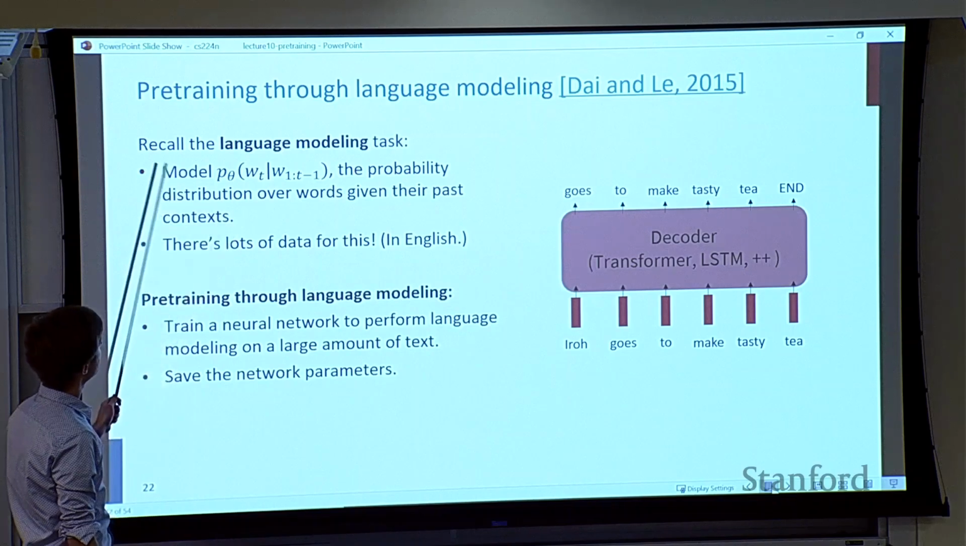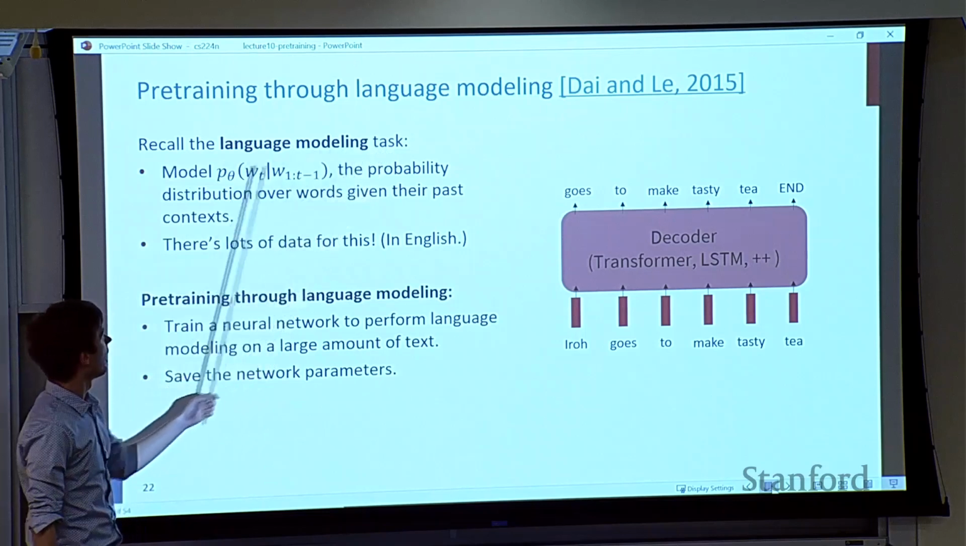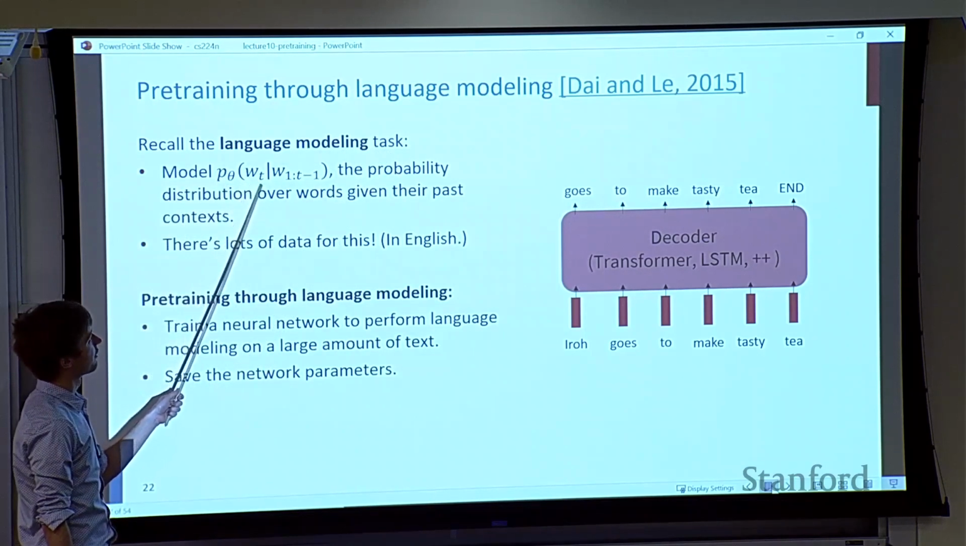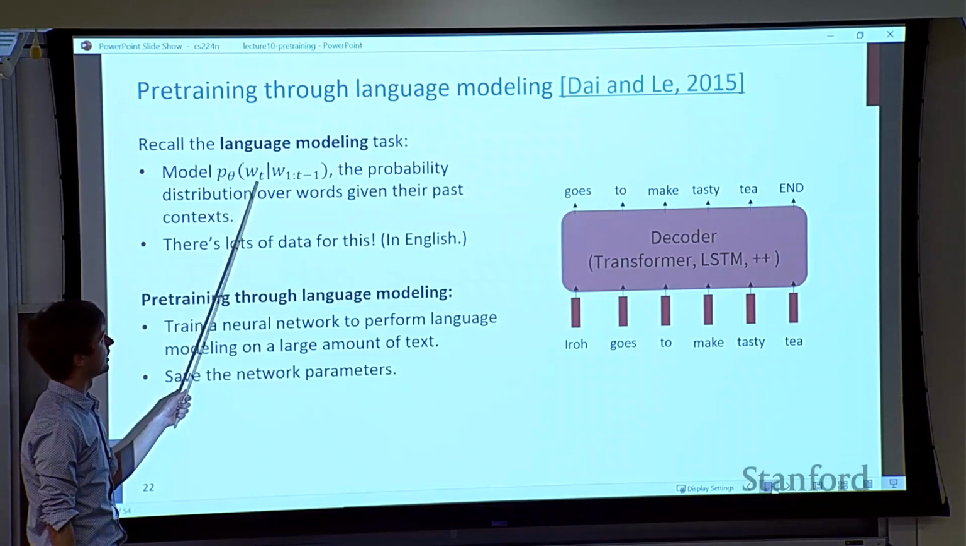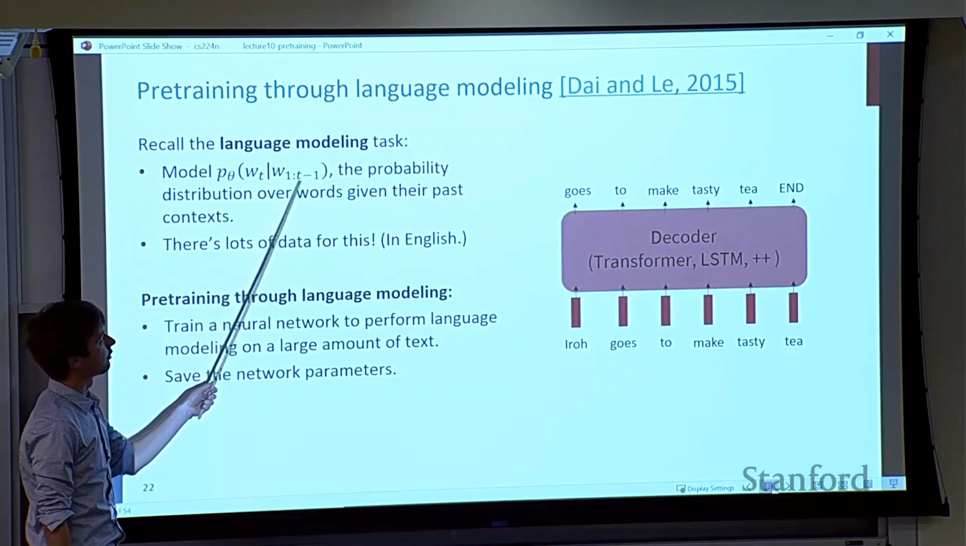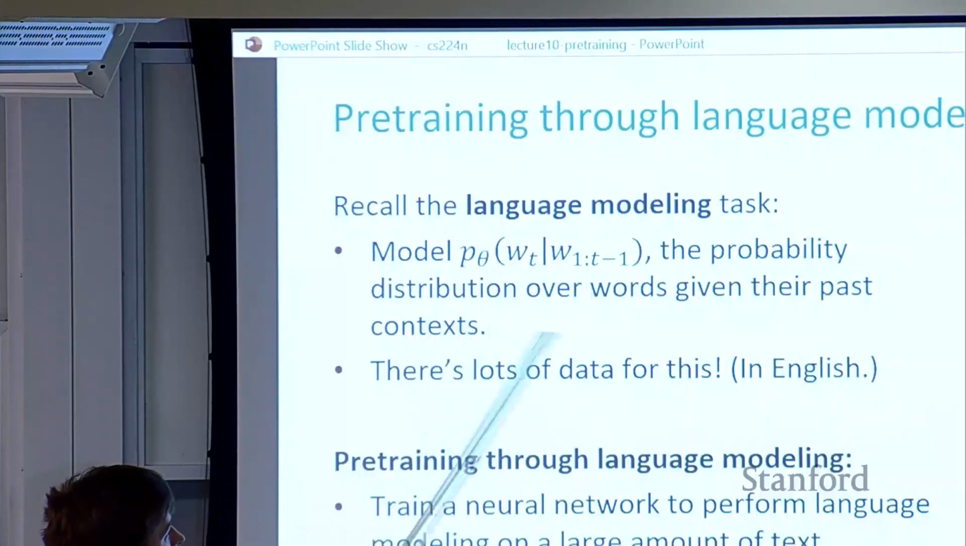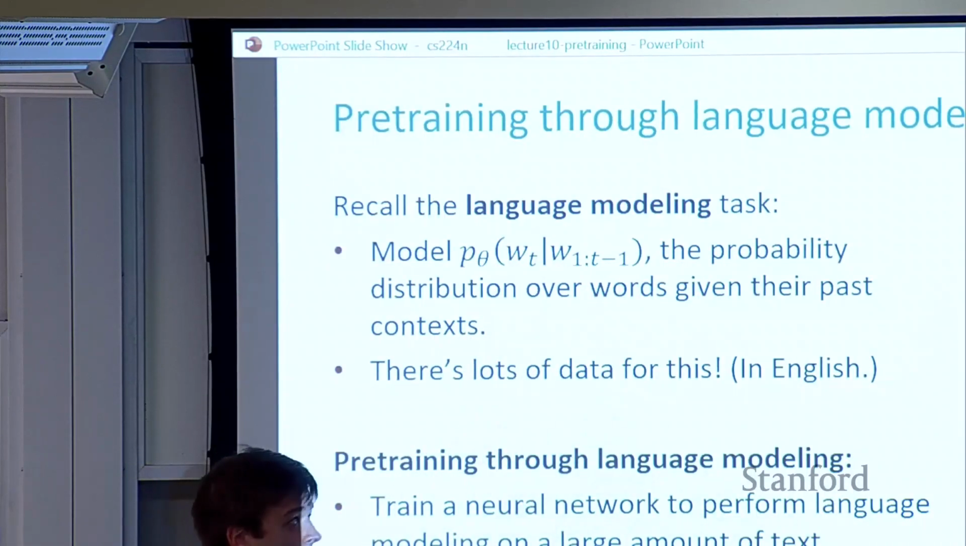So let's recall the language modeling task. You can say it's defined as modeling the probability of a word at a given index t, of any word at any given index, given all the words before it. And this probability distribution is a distribution of words given their past contexts.